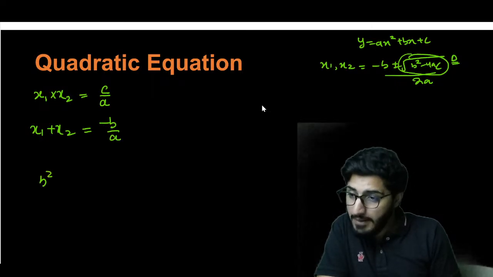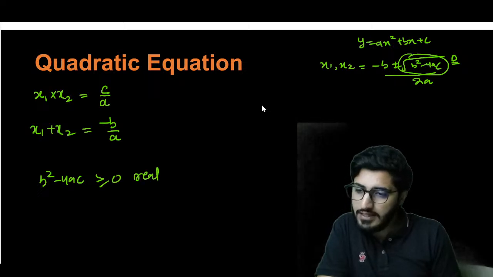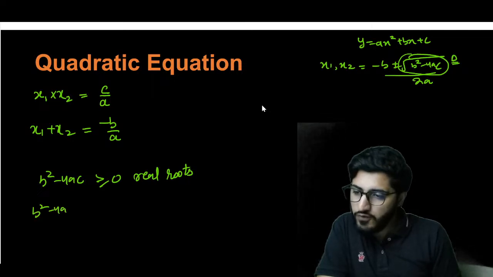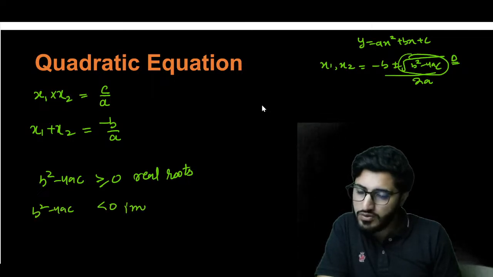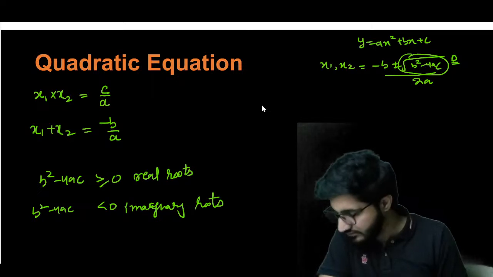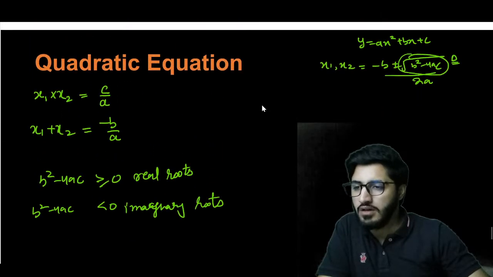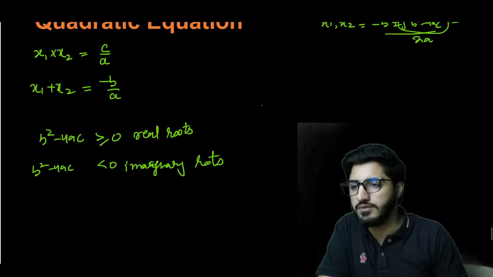And if my b square minus 4ac is greater than or equal to 0, I can say roots are real roots. If my b square minus 4ac is less than 0, I can say my roots are imaginary roots. You need to remember these things, right? Now I will take one numerical to get these things clear.